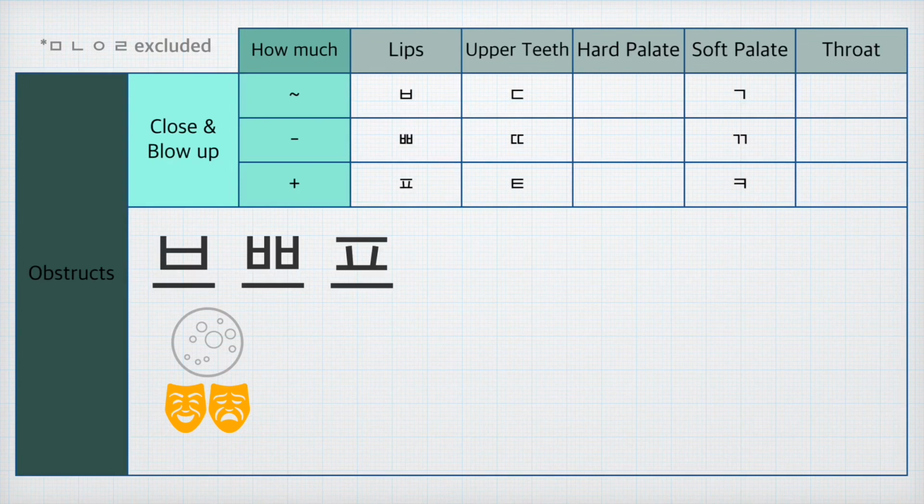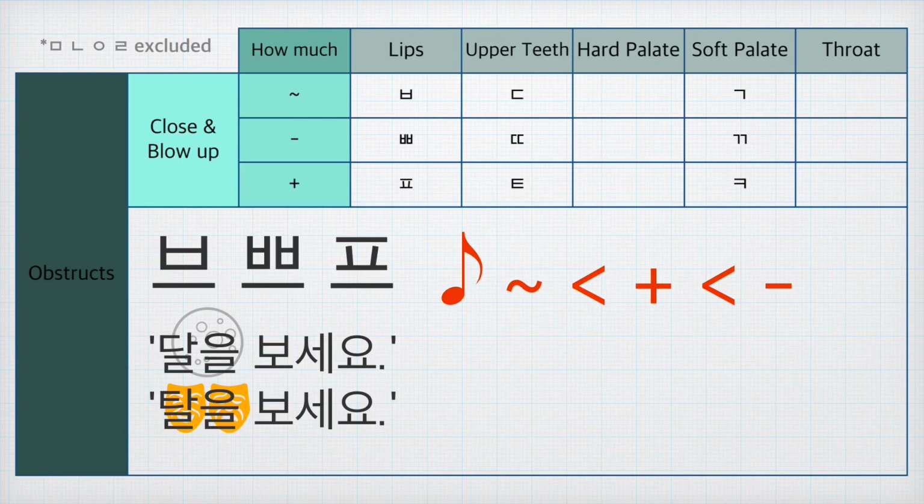Also, here's another tip. Usually when we pronounce Korean, the pitch of the sound differs depending on how much air we exhale. The pitch is highest on the least air, lowest on the moderate air. I will pronounce these sentences, try to pronounce them afterwards and feel the amount of air and how the pitch differs. 달을 보세요. 달을 보세요.